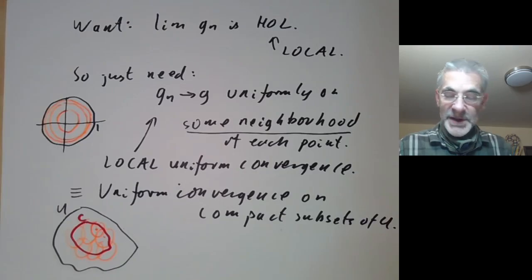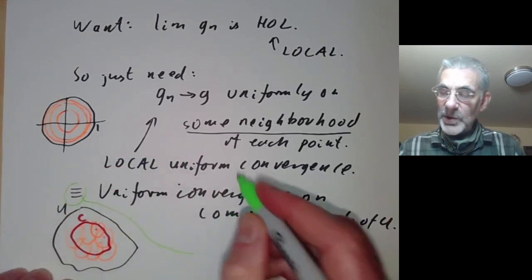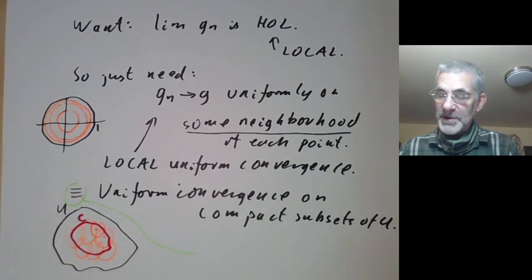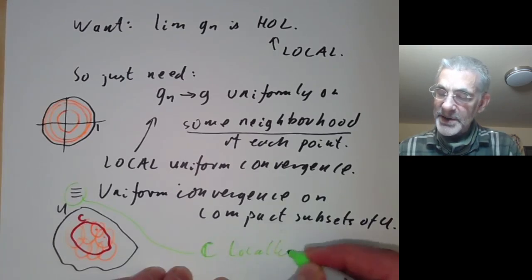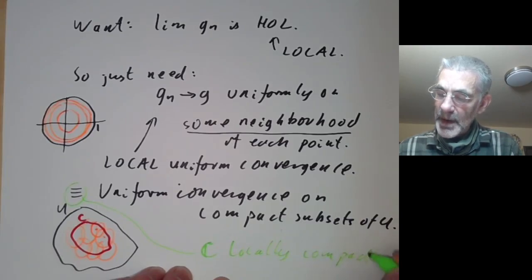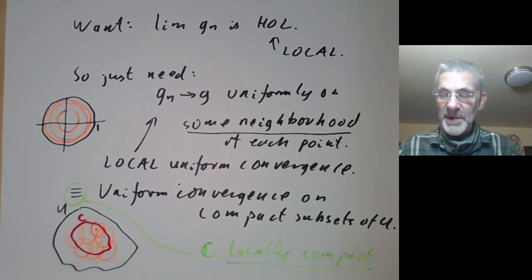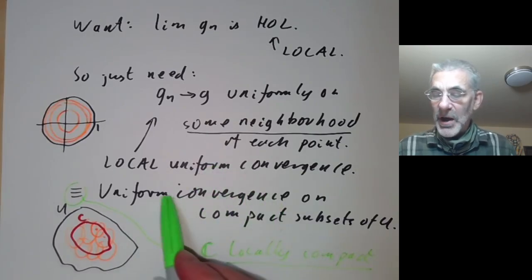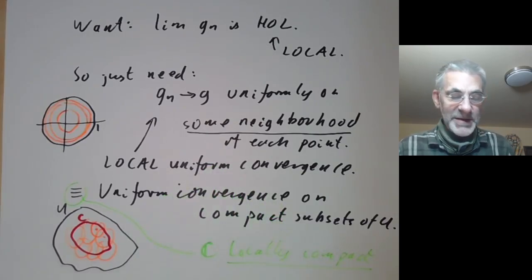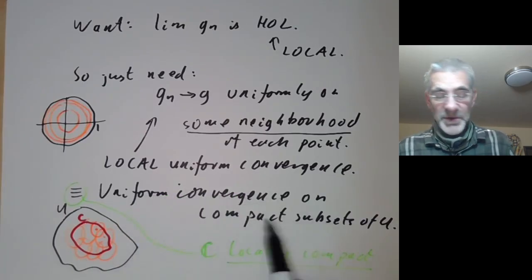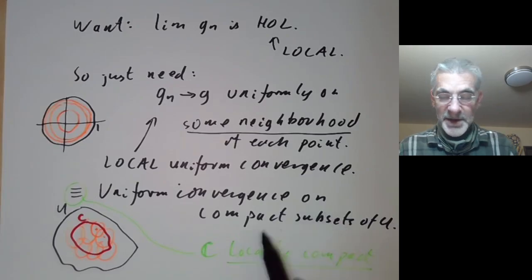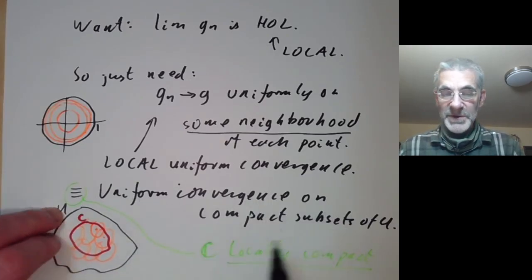By the way, I should say the equivalence of local uniform convergence and uniform convergence on compact subsets relies on the fact that the complex numbers are locally compact. For more general topological spaces, local uniform convergence and uniform convergence on compact subsets don't have to be the same, and it turns out that uniform convergence on compact subsets tends to be the nicer condition, so that's why people sometimes use this. So now let's have an example.